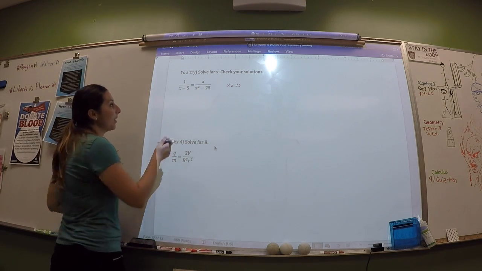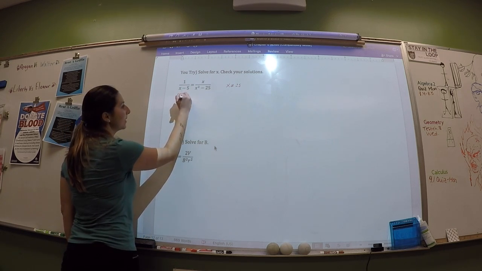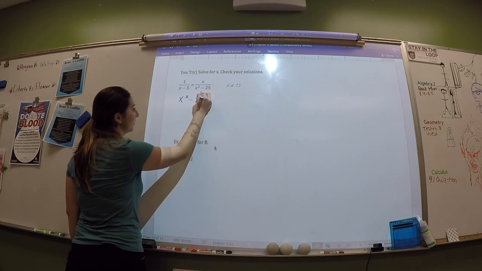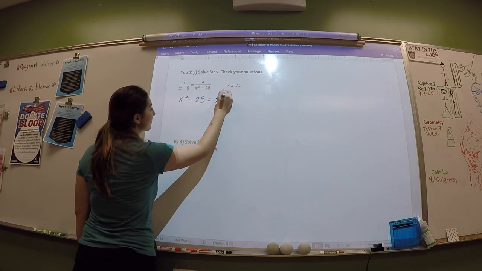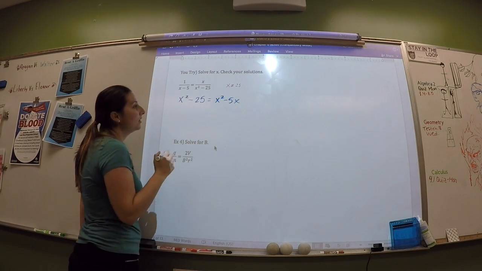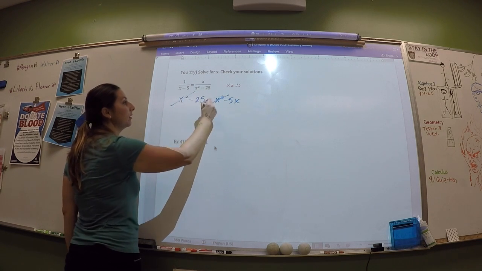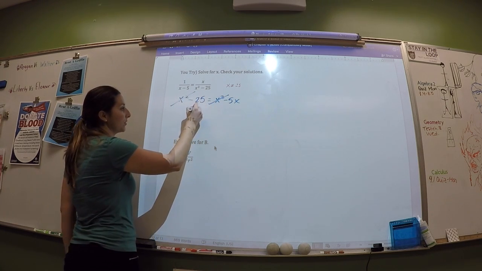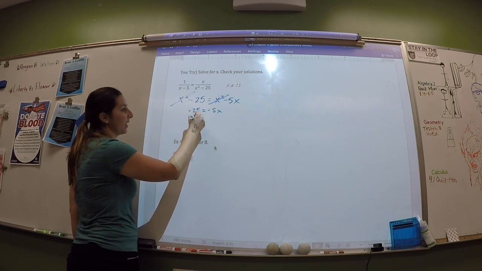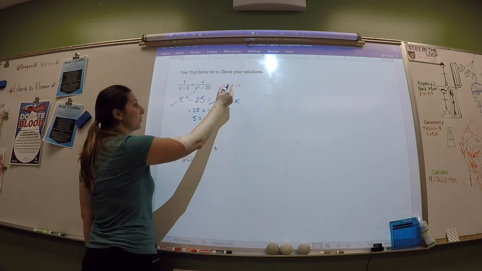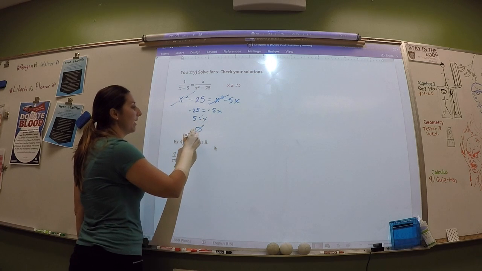Now when you cross multiply, 1 times x squared minus 25 is x squared minus 25. And then x times x minus 5 is going to be x squared minus 5x. So these would cancel when you subtract x squared from both sides. And then you would divide by -5 and get x equals 5. But that's one of our restrictions, so we have no solution.